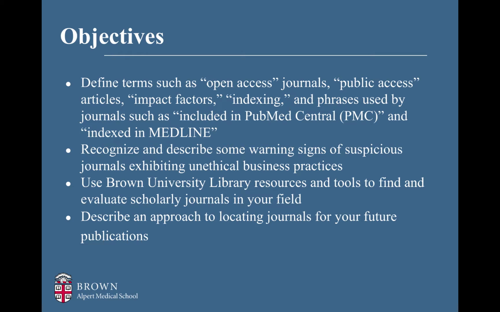Our objectives are to define terms such as open access journals, public access journals, impact factors, indexing, and phrases used by journals such as included in PubMed Central and indexed in Medline. To recognize and describe some warning signs of suspicious journals exhibiting unethical business practices. To use Brown University Library resources and tools to find and evaluate scholarly journals in your field. To describe an approach to locating journals for your future publications.